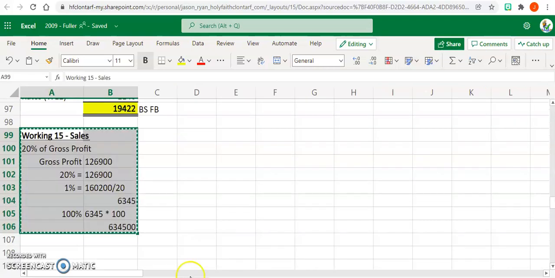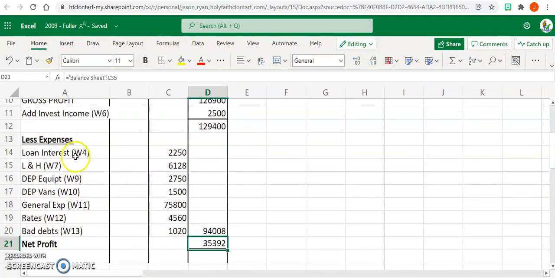So we're going to start at the bottom and put in all the expenses we have: our loan interest, light and heat, depreciation of advanced equipment, general expenses, rates and bad debts. We're going to add them all up and get a figure. Remember, we're working backwards. Usually we get our total expenses and take them away from our gross profit, but we don't have this figure, so we're working backwards. If it's less going down, then working back up we add these two together. When we add 35,392 and 94,008, we get 129,400.